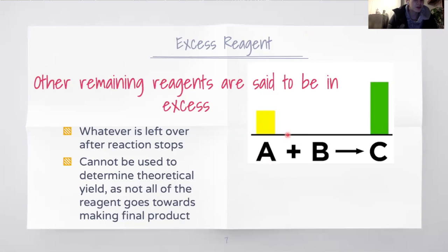In our example from earlier, reactant A is still evident, even after the reaction has stopped. Even though some of reactant A went towards forming product C, we can see that this cannot be used in the calculations because a good portion of reactant A still remains as a reactant, which means that reactant A is the excess reagent.